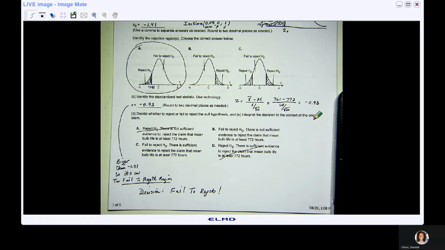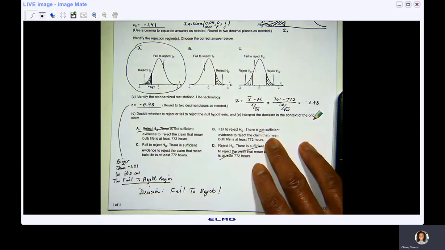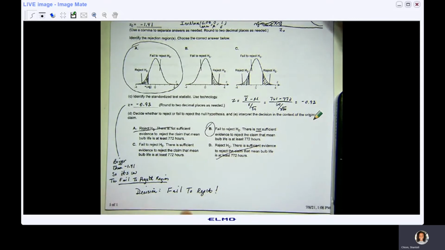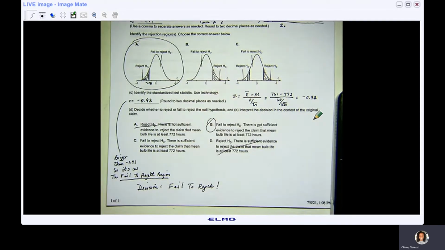No, there isn't sufficient evidence to reject the claim because we're failing to reject. Let's read C just to make sure though. Failed to reject H naught. There is sufficient evidence to reject the claim. No, that's contradictory. It says failed to reject, but then it says there is sufficient evidence to reject. No, we didn't reject. We said failed to reject. So therefore, there is not sufficient evidence to reject. So the answer is B. Okay? So after you make the decision, that multiple choice there is the interpretation.